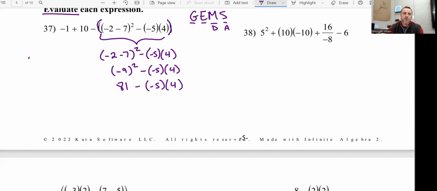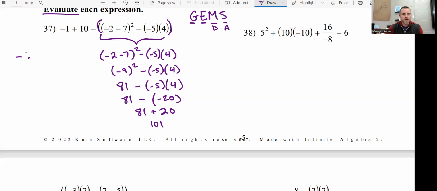Now we don't have any more groups or exponents. Well, I guess we have parentheses, but there's no operations being done in those parentheses. So now we're ready to multiply. What's -5 times 4? It's -20. What's 81 minus -20? That's just 81 plus 20, which is 101. Okay, so all of that in the parentheses is equal to 101.